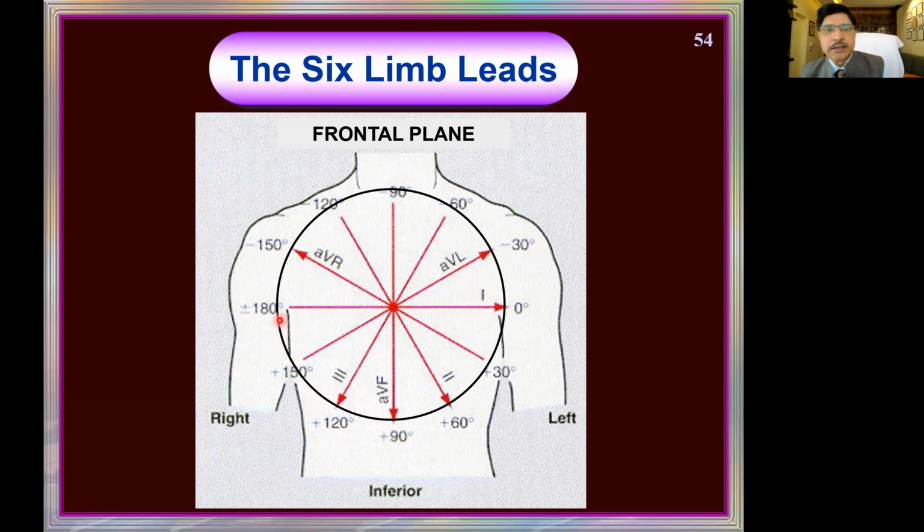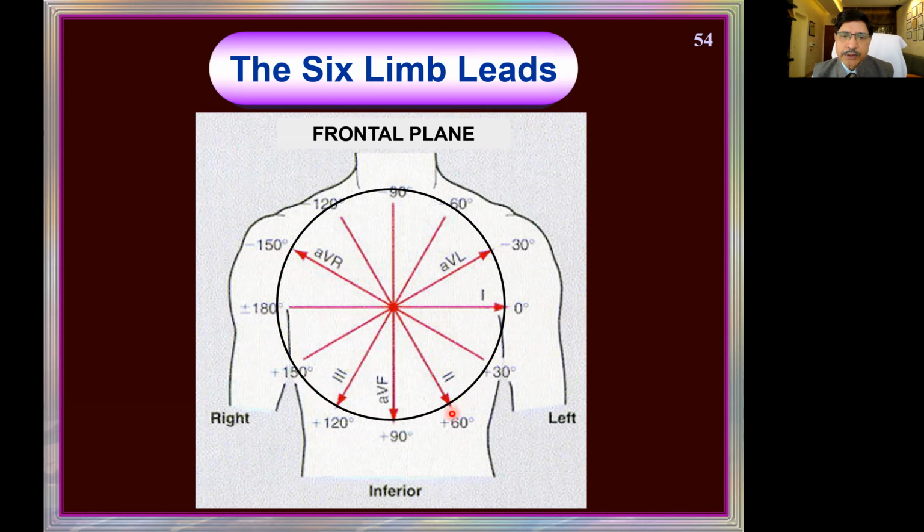So you understand this is the horizontal lead. 0 is L1. 180 is on the side. This side is 0. -90 is AVL, plus 90 is AVR, because in AVR the positivity is here, so the current will be going in that direction, and AVR always records a negative deflection because the current is away from this lead. This lead is this way, so our heart potential difference is going in this direction. So AVR is always a negative deflection.